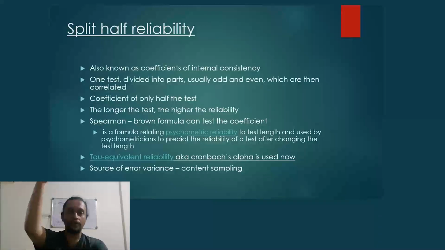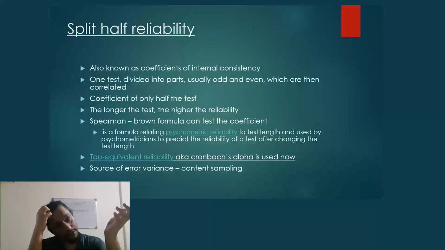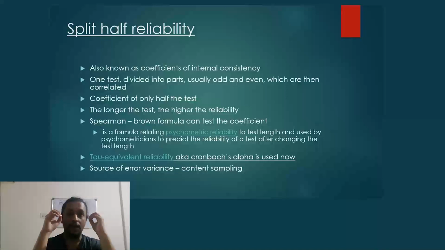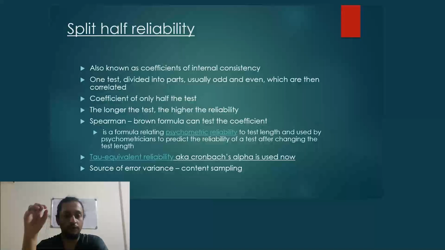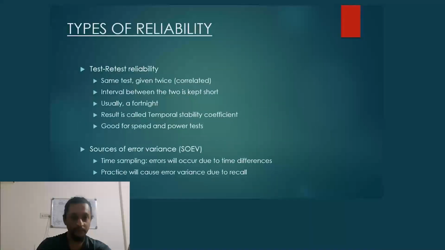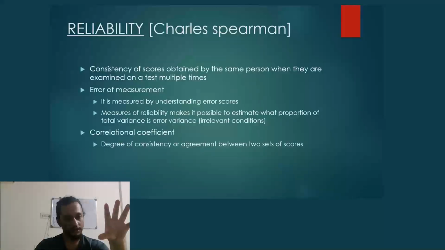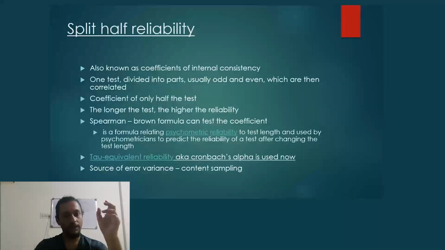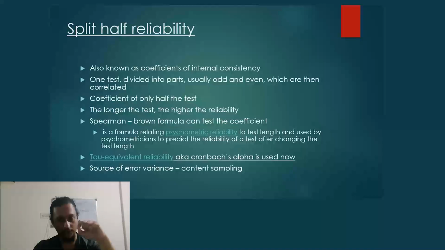So the longer it is, the better the reliability will be. Now in the split half reliability, usually the Spearman-Brown formula is used to test the coefficient, right? That's the basic formula used to find the split half reliability. For the other two, you use traditional Spearman's correlation. But over here, you use the Spearman-Brown formula to find the reliability based on the changing test length.